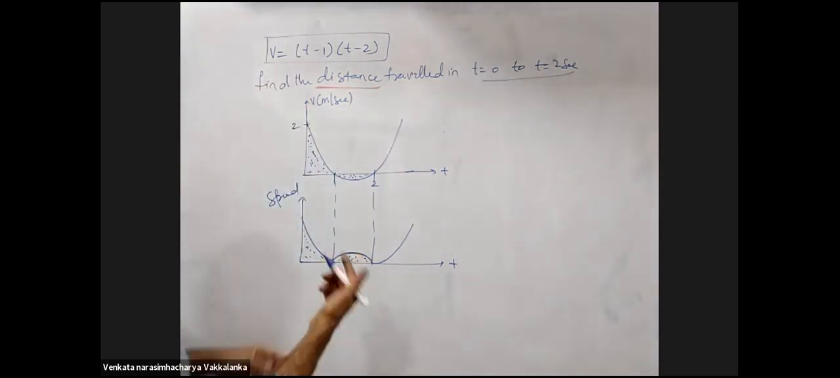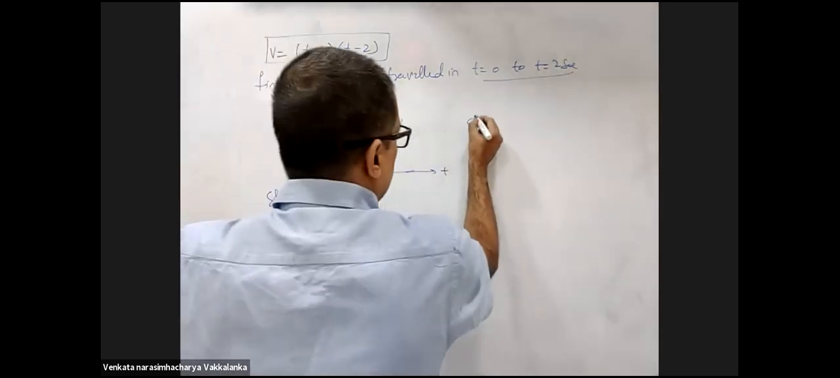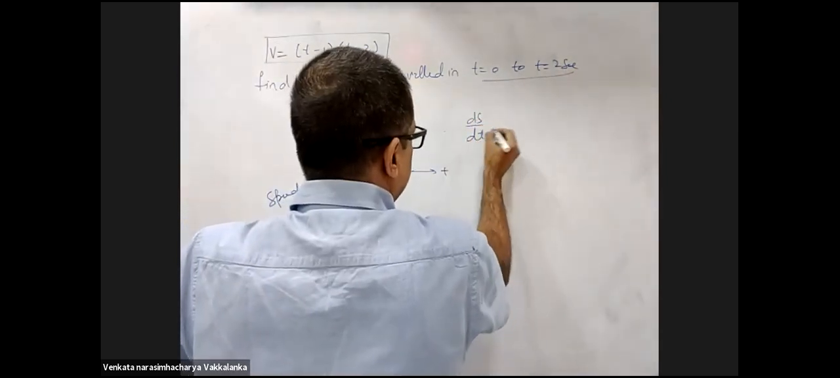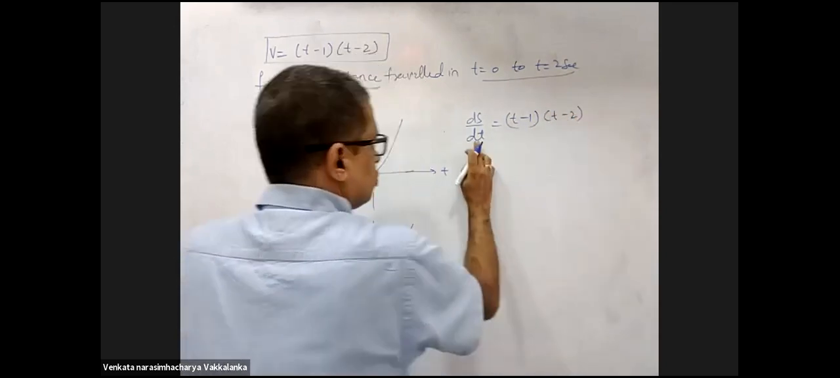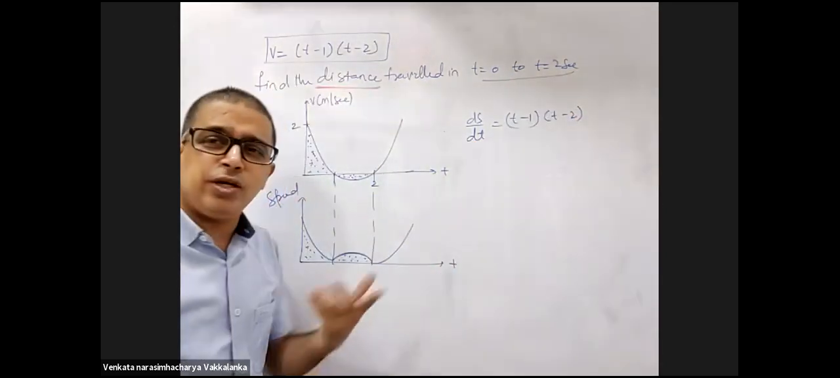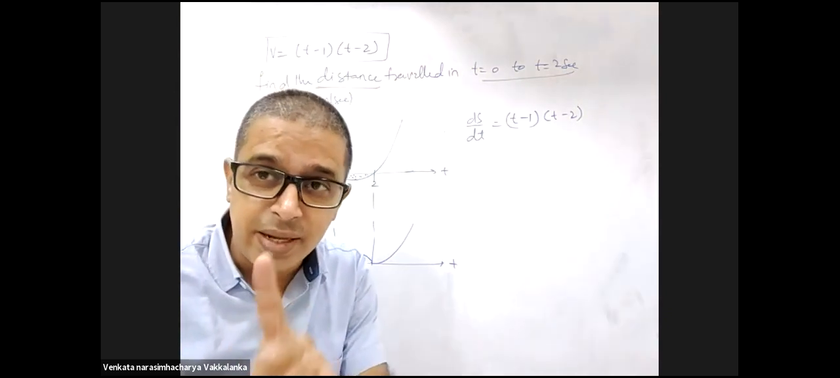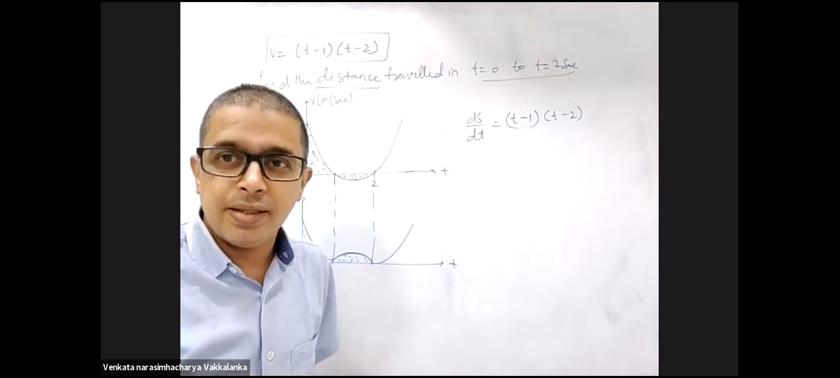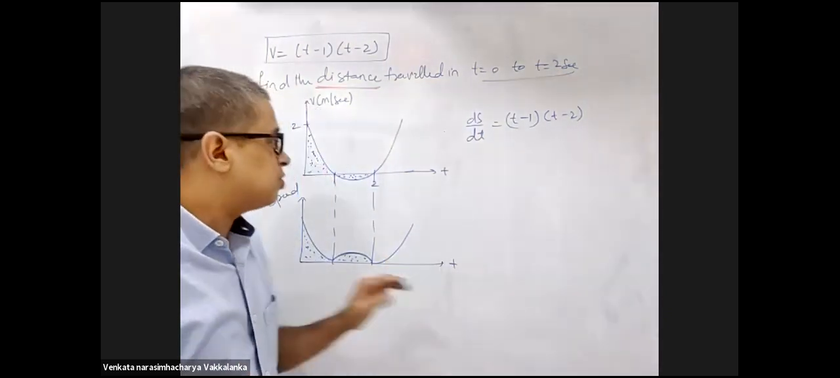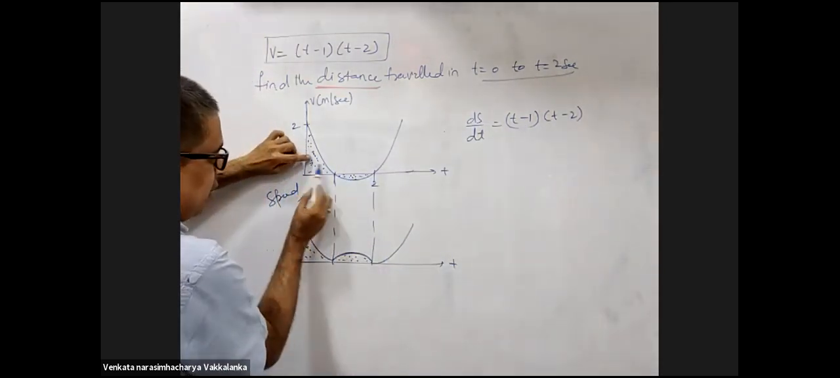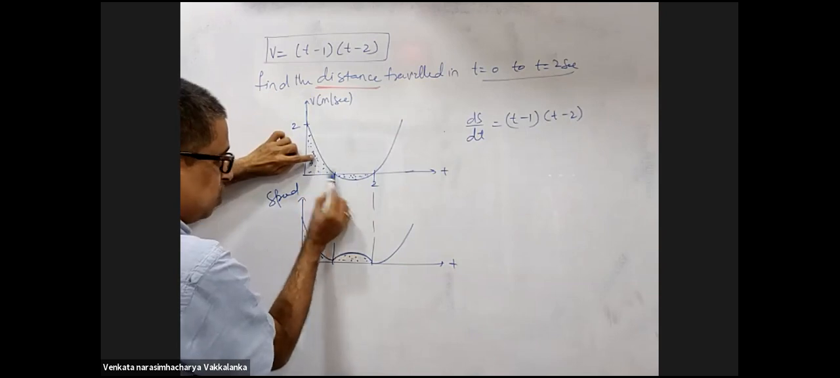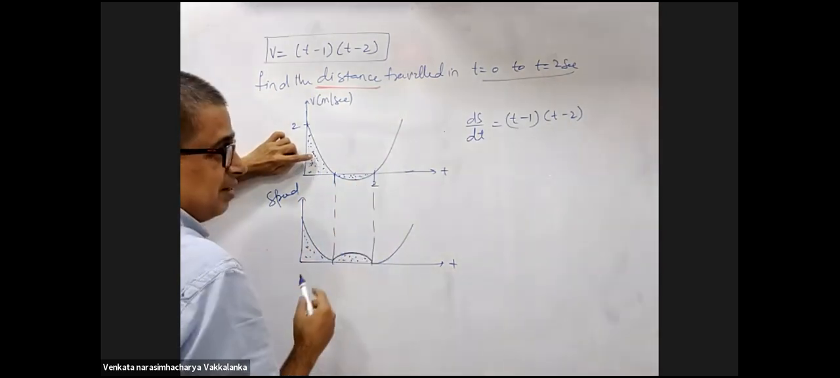Now, technically, what will the student do for this? ds by dt, they will take t minus 1 into t minus 2. They will take dt to the right and integrate. They will be committing one mistake. Why? When you integrate this directly, you will get displacement, the subtraction of these two areas, not the addition.